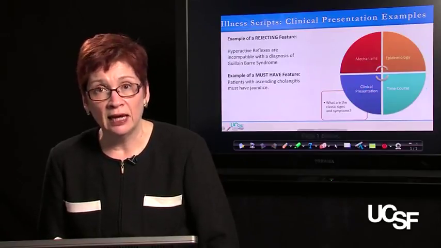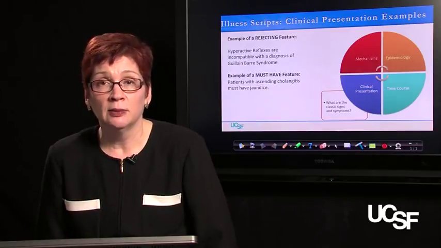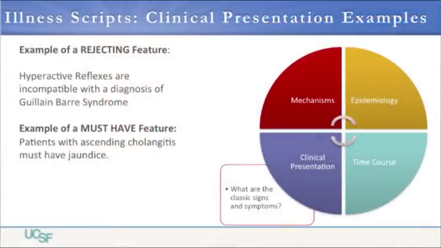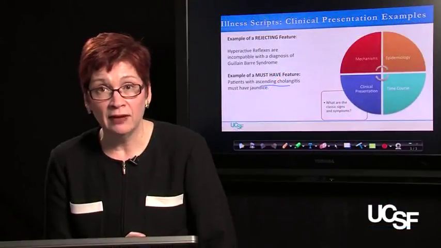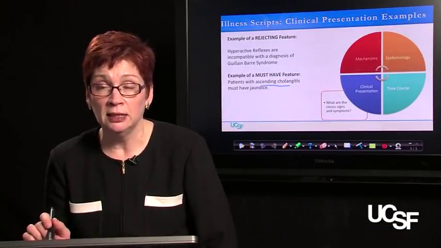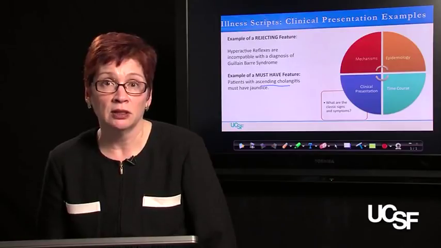Another example of a must-have feature is if you have a patient like Mrs. Hopper-Jones who has terrible abdominal pain and you're considering the possibility of cholangitis, you must see jaundice in order to consider ascending cholangitis as the cause for her abdominal pain. If she doesn't have that, you no longer need to worry about the disease of ascending cholangitis, and you need to seek another illness script that might explain her symptoms and signs.